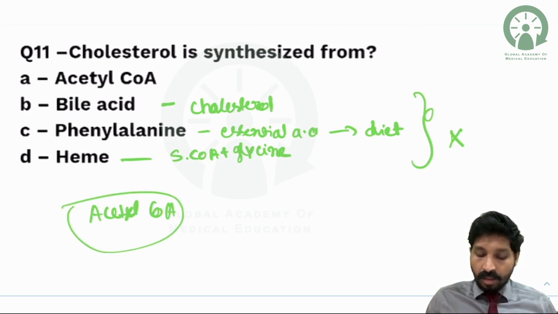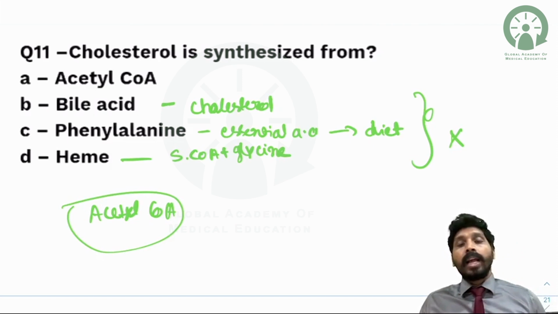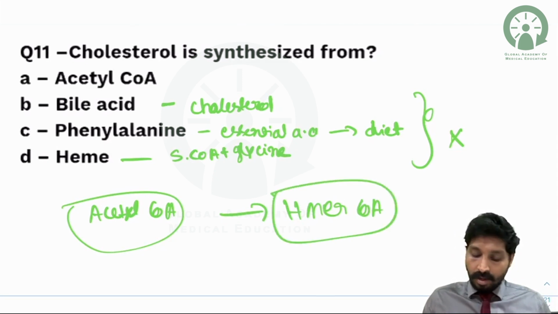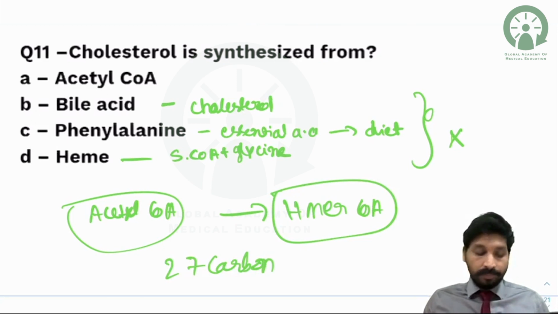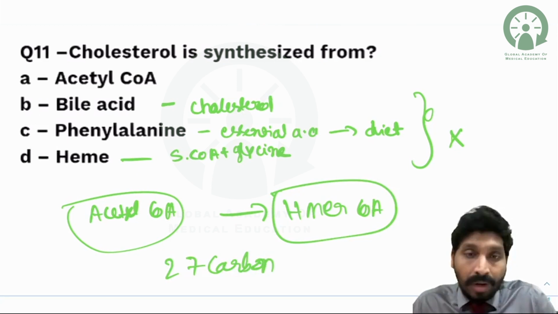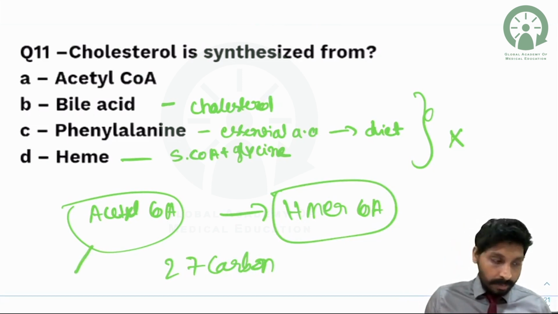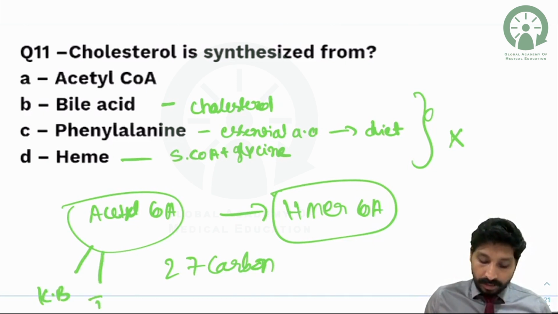So here acetyl CoA combines with another acetyl CoA. Like that, three acetyl CoAs combine to form HMG CoA. And finally they form 27 carbon cholesterol. Acetyl CoA is not only for cholesterol, you can make ketone bodies also, and it can be oxidized in the TCA cycle also.